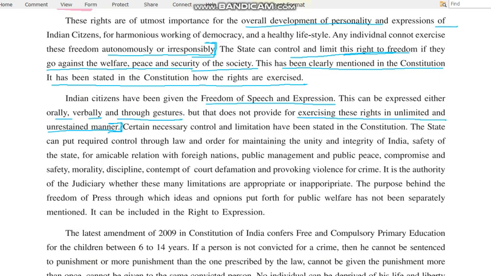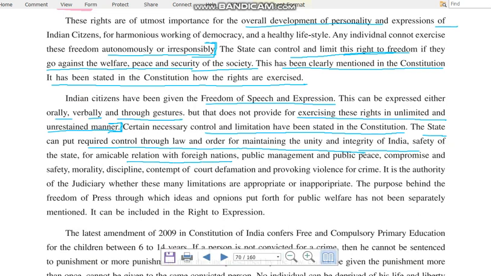Certain necessary controls and limitations have been stated in the constitution. The state can put required control through law and order for maintaining the unity and integrity of the country, the safety of the state, and amicable relations with foreign nations. So if you say something that can damage the position or the reputation of the nation, then the government can stop you from using the freedom of speech or expression.